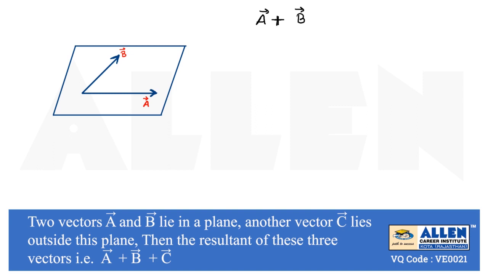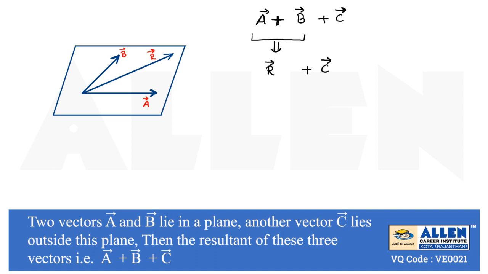Suppose it is represented with the help of this vector. So this is representing the resultant of these two vectors. Suppose it is represented with the help of r vector. So r vector is the resultant of a vector plus b vector, which also lies in the same plane as that of a vector and b vector. Now in this we have to add c vector. So instead of adding in a and b, we will add c vector in r vector, which is the resultant of a vector and b vector, which lies in the same plane as that of a and b.